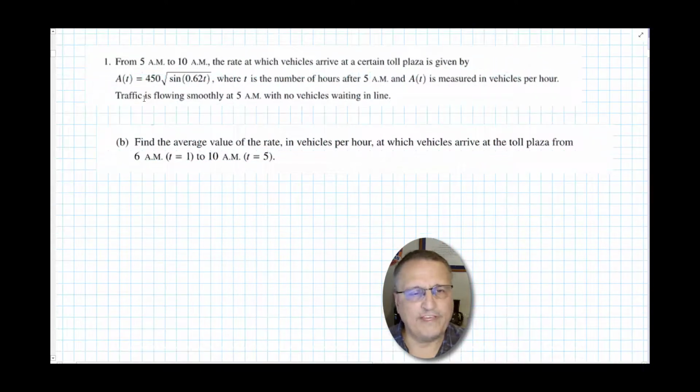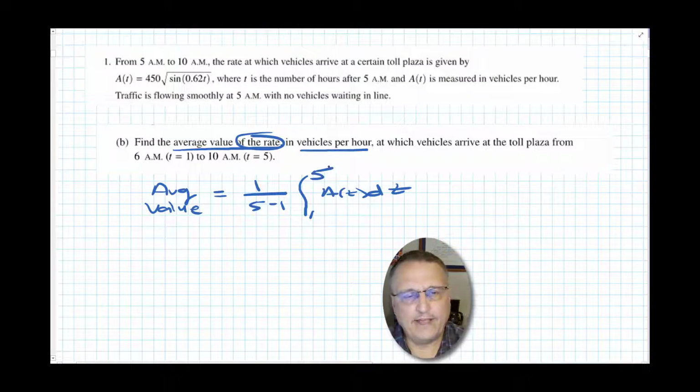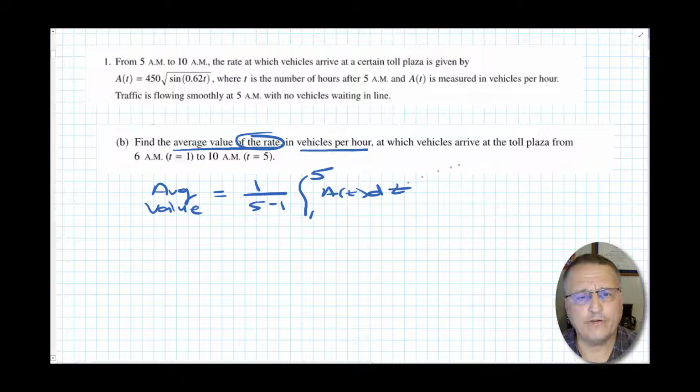Part B says find the average value of the rate, in vehicles per hour, at which vehicles arrive at the toll plaza over that same interval, 1 to 5. If we're going to find the average value of a function, regardless of what the function may be, in this case a rate, we integrate over the time interval and then divide by the length of the interval. It would look like this. That is the average value of A of t over the interval 1 to 5. In this problem, we actually need the number of vehicles per hour, so we do need to use our calculator to integrate this function.